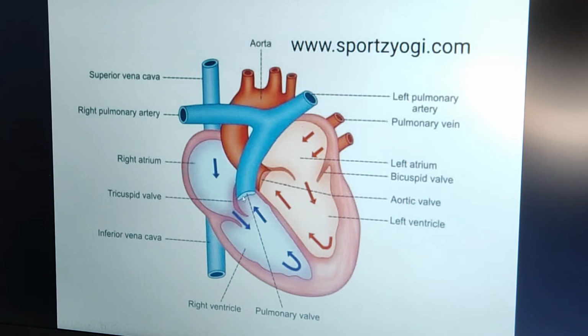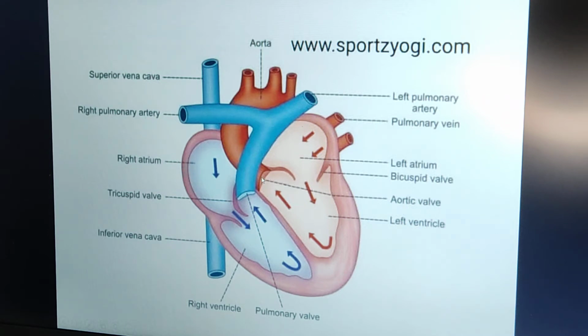The pulmonary valve is present between the right ventricle and the pulmonary artery. This is the pulmonary artery. Here is the pulmonary valve. This pulmonary valve is present between the right ventricle and the pulmonary artery.